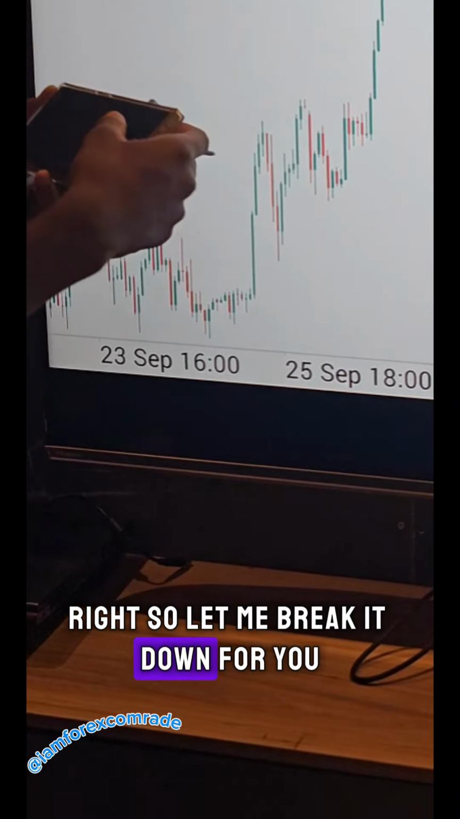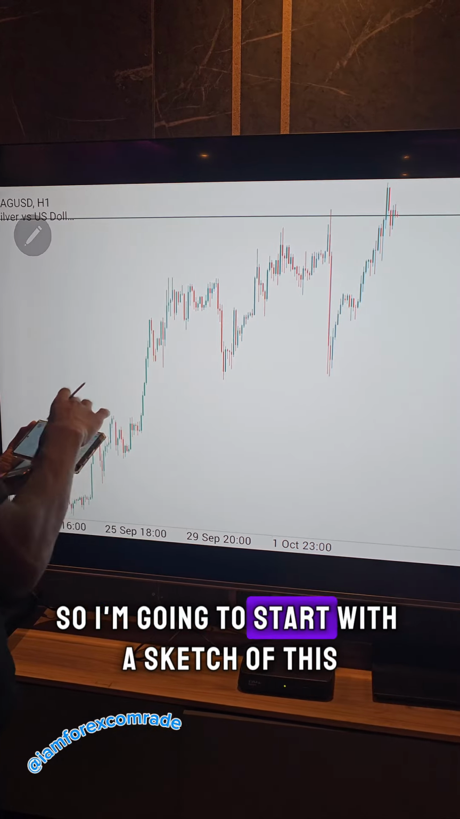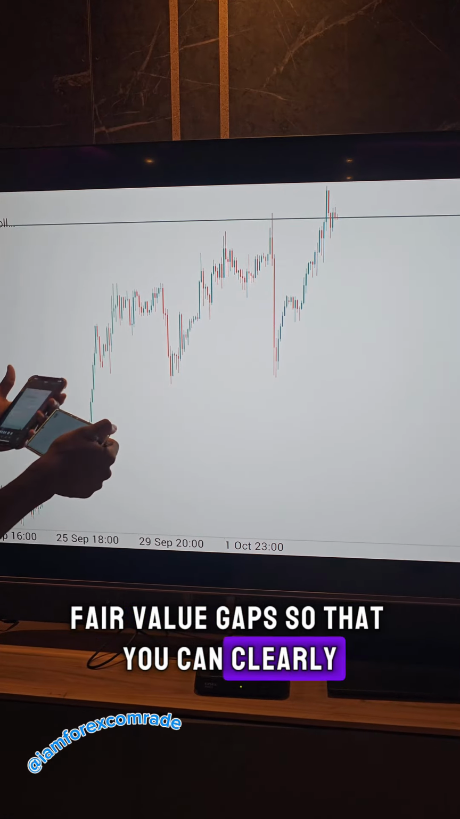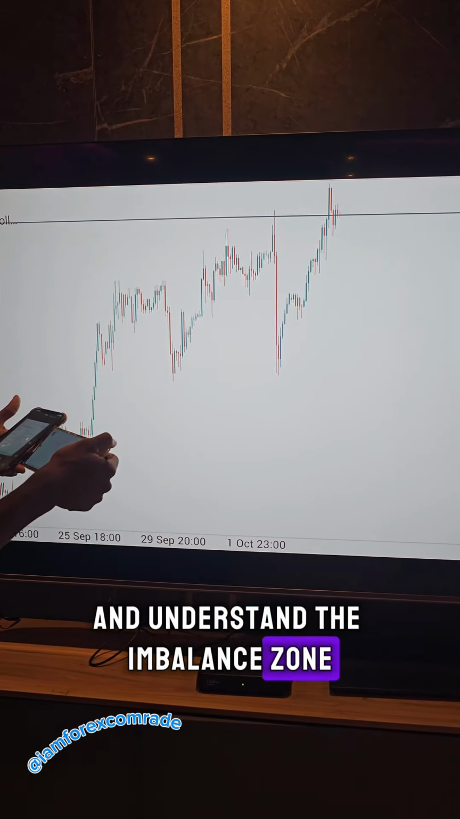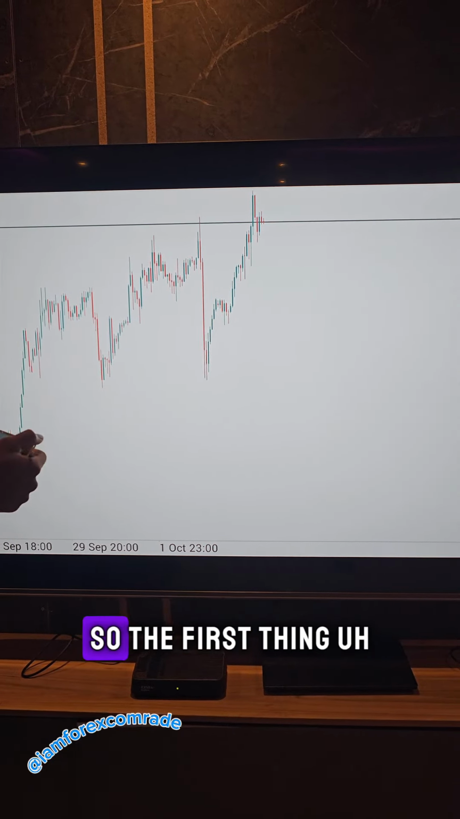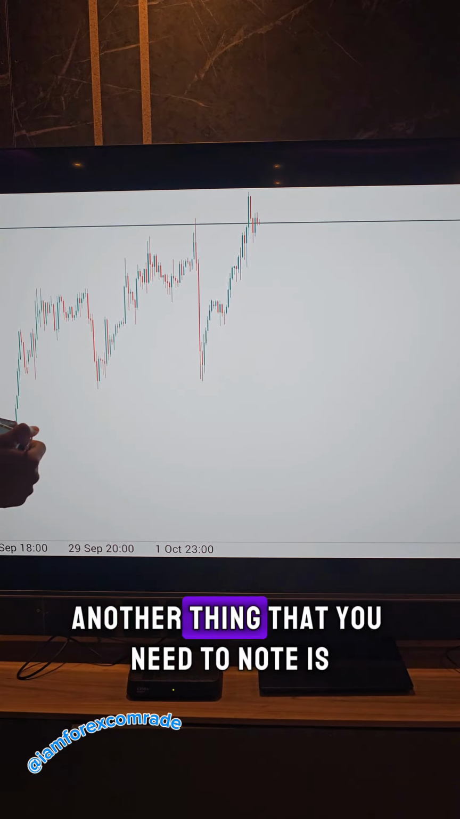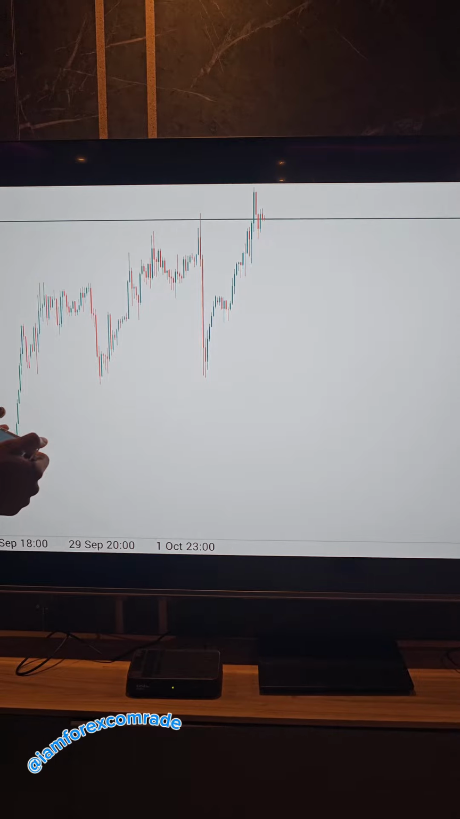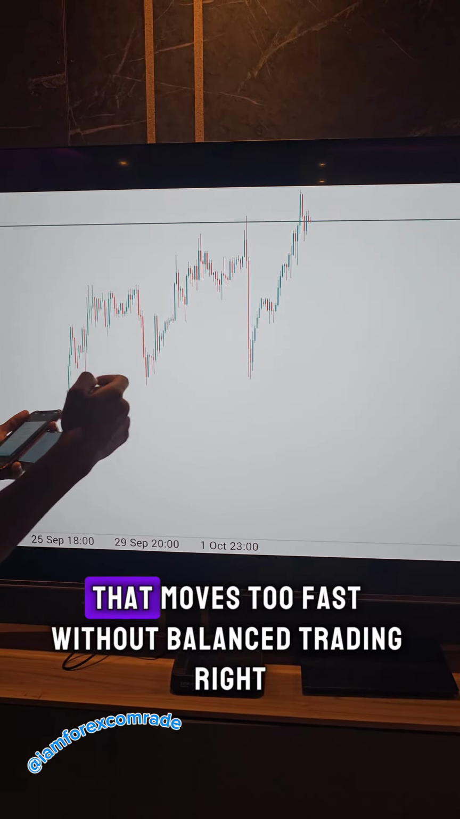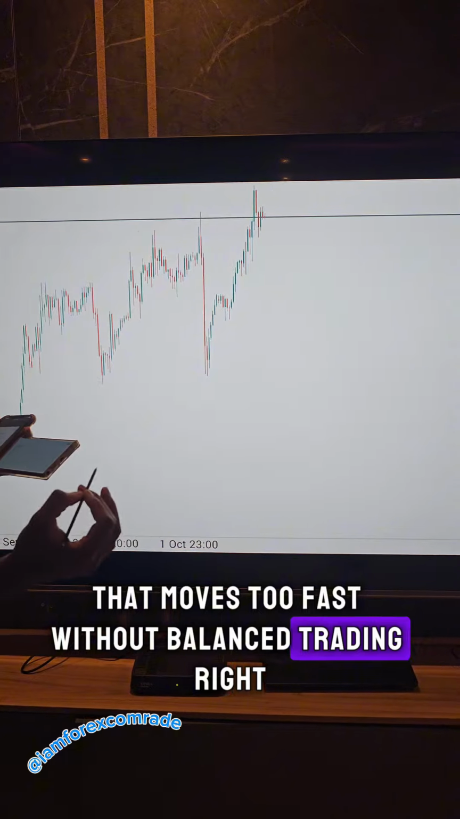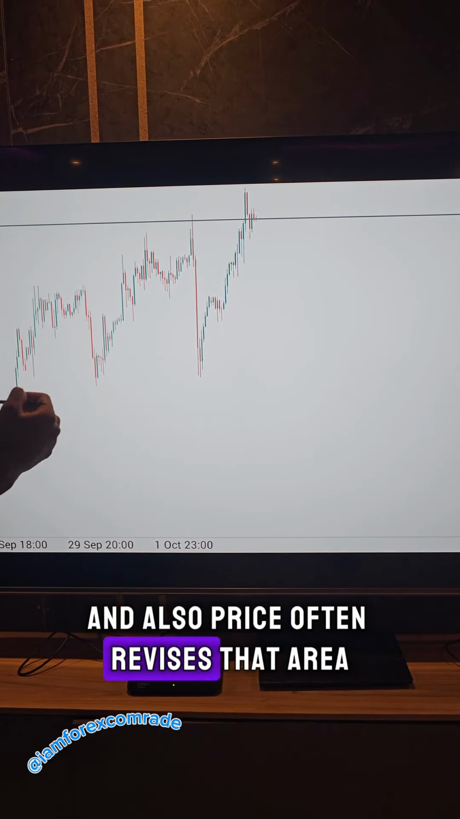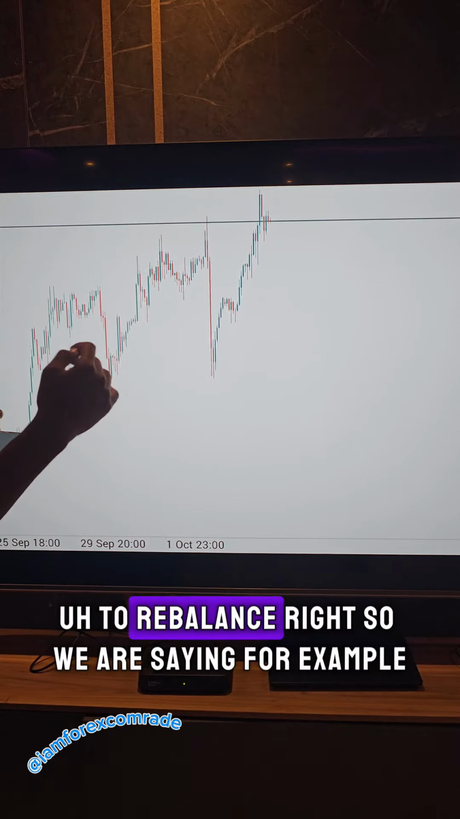So let me break it down for you. I'm going to start with a sketch of this fair value gap so that you can clearly understand the imbalance zone that is left by the strong move. Another thing that you need to note is it forms because the market moves too fast without balanced trading, right? And also price often revisits that area to rebalance, right?